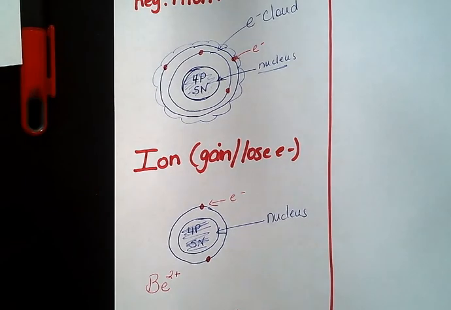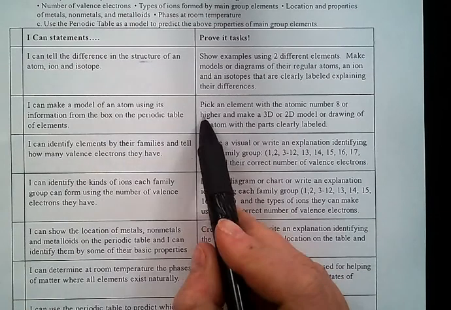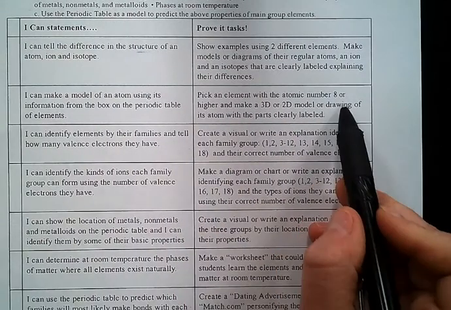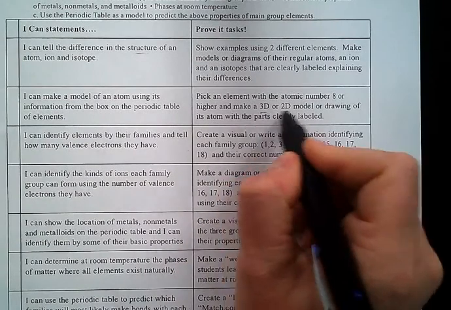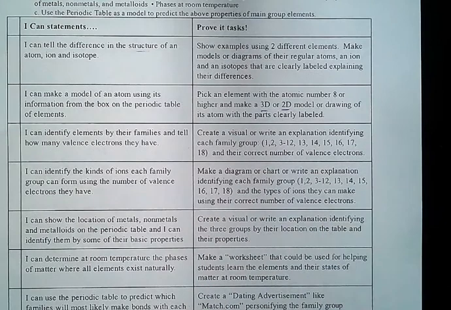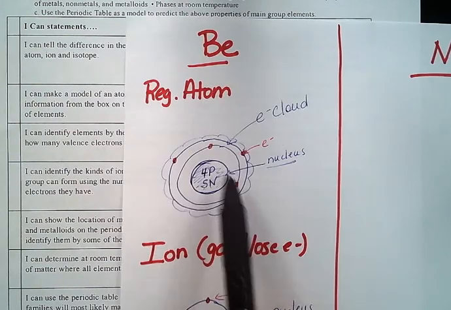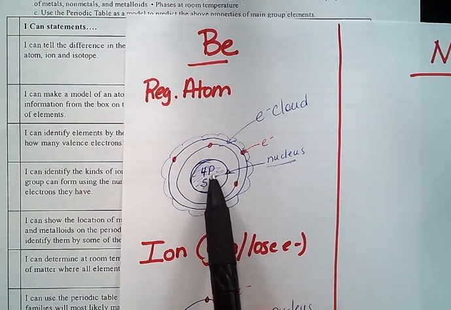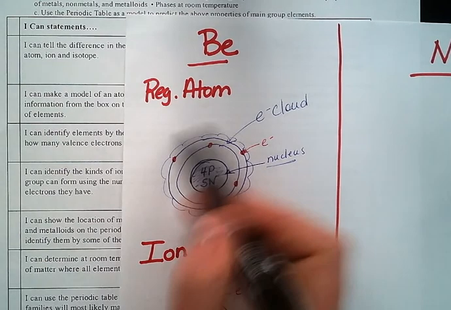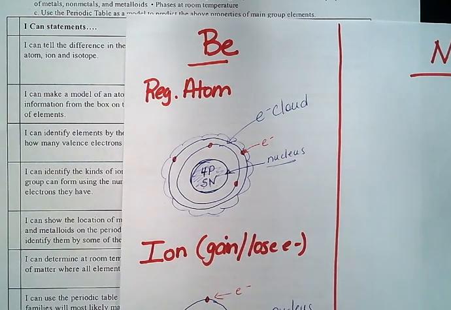All right, the next thing we're going to look at is your next task on here. So you're going to pick an element with this test. Pick an element with the atomic number of 8 or higher and make a 3D or a 2D model. 2D model is just a drawing of its atom and its parts. So basically you're just going to pick an element with 8 or higher. So you can't pick beryllium because it has an atomic number of 4. But this is what you're going to do. You're just going to draw the basic atom and you're going to label the parts. That's all you have to do on that one.